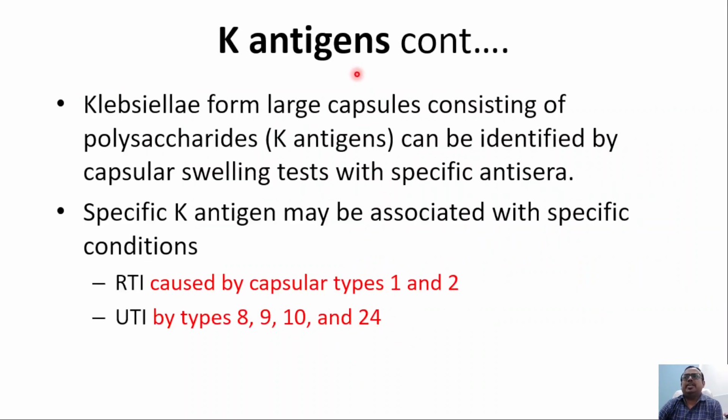Now continuing K antigen, Klebsiella forms a large capsule consisting of polysaccharide K antigen, which can be identified by capsular swelling test with specific antisera. Specific types of K antigen may be associated with specific conditions, like respiratory tract infections caused by capsular type 1 and 2, and urinary tract infections by type 8, 9, 10 and 24 of the K antigen.